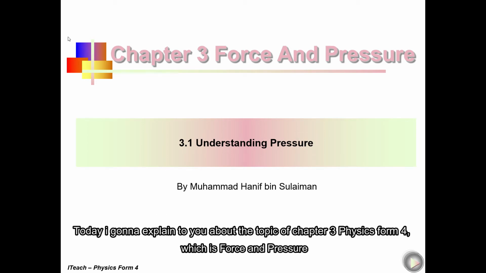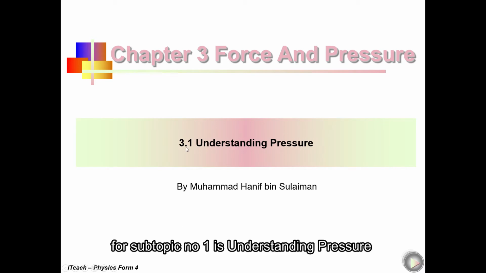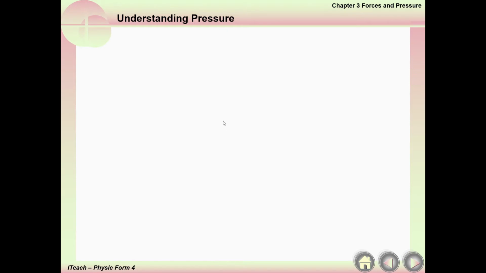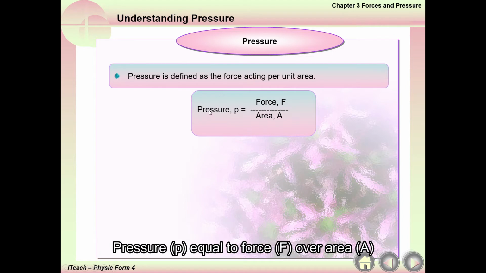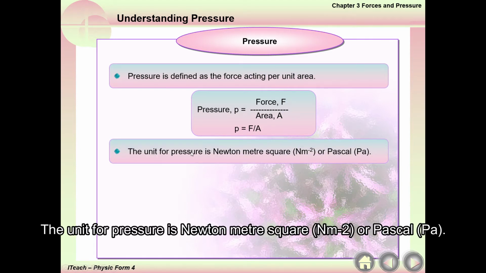Today, I'm going to explain the topic of Chapter 3 Physics Form 4, which is force and pressure. Okay, subtopic number 1, understanding pressure. Pressure is defined as force acting per unit area, which is pressure P equal to force F over area A. The unit of pressure is Newton per meter square, or Pascal.